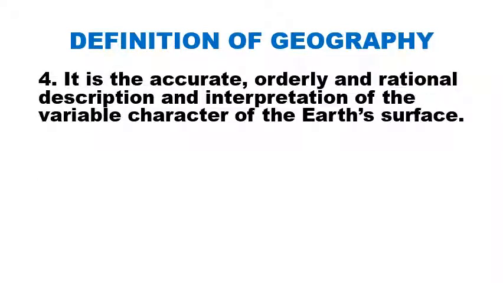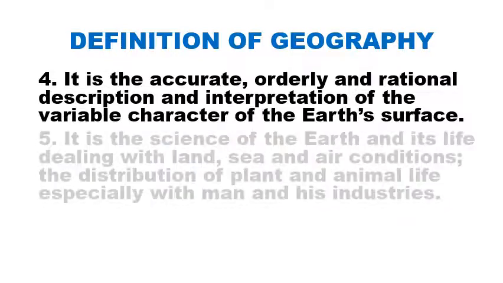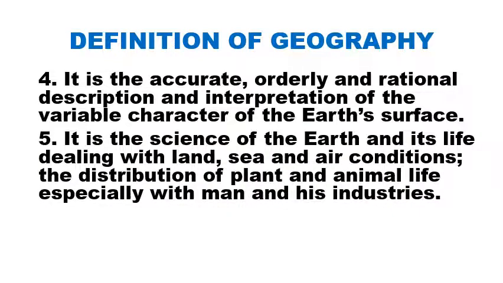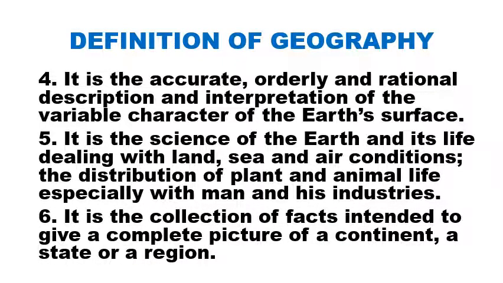It is the accurate, orderly, and rational description and interpretation of the variable character of the Earth's surface. It is the science of the Earth and its life dealing with land, sea, and air conditions, the distribution of plant and animal life, especially with man and his industries. It is the collection of facts intended to give a complete picture of a continent, a state, or a region.